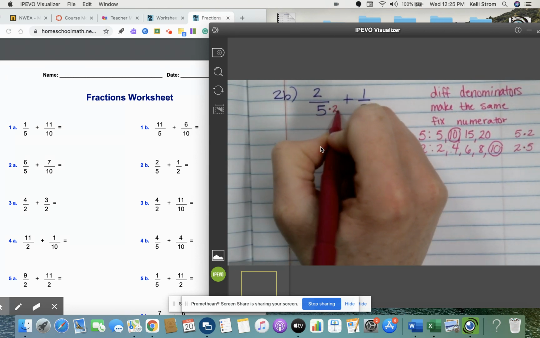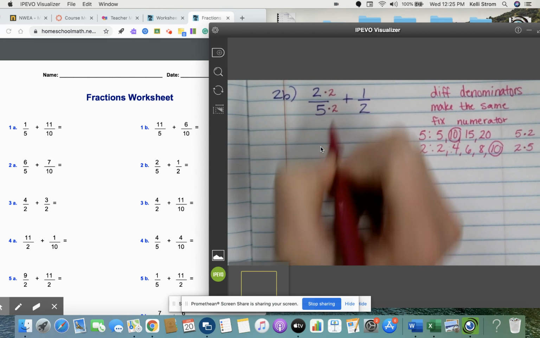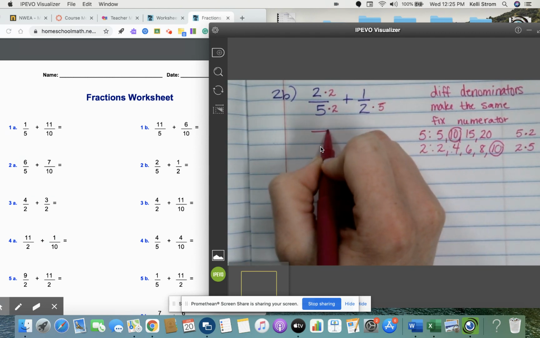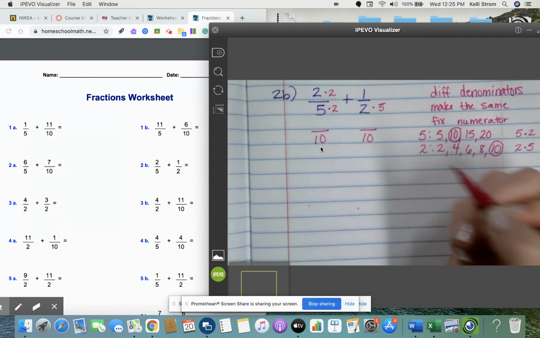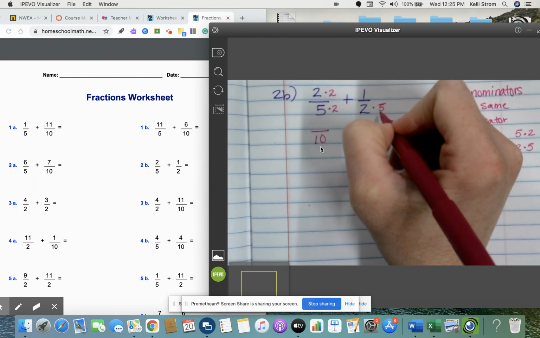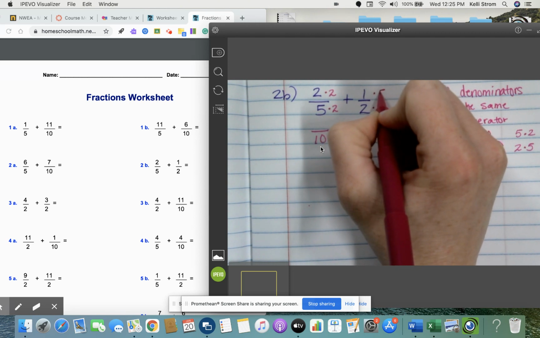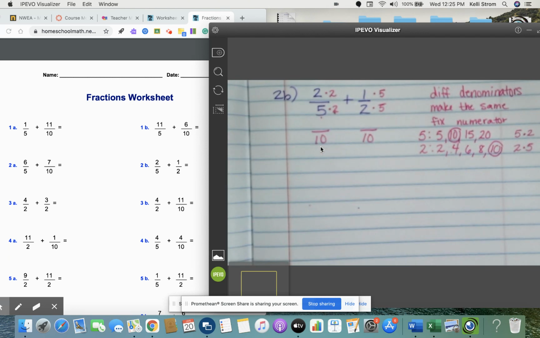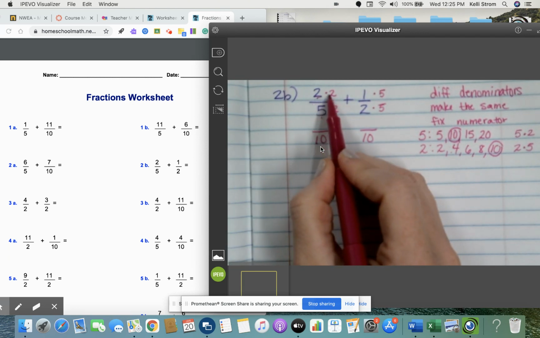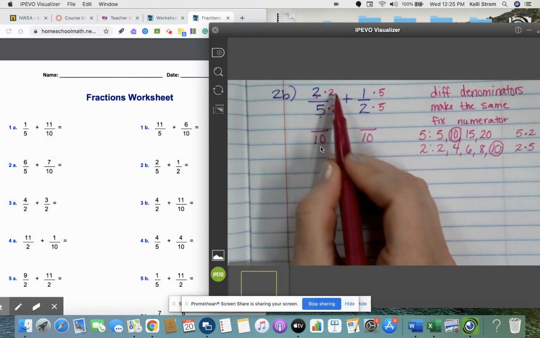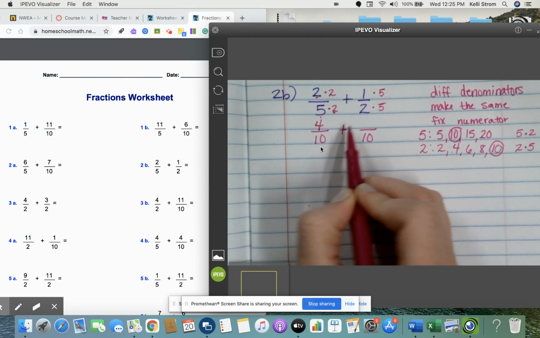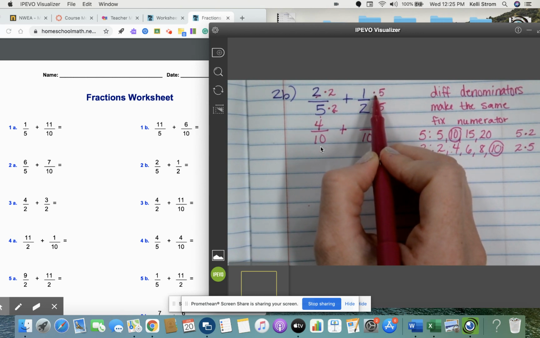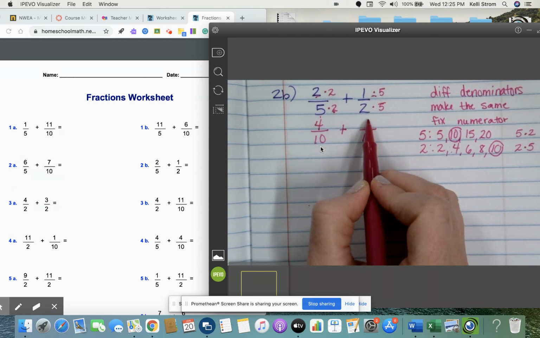5 times 2 and 2 times 2 on this part, right? And then I have to say 2 times 5 here to give me my denominators of 10. Well, whatever I do to the bottom part here, I have to do to the top part here, right? So if I multiplied 5 times 2 to get 10, I would have to say that on the top part. 2 times 2 is 4. If I multiplied 2 times 5 here, I have to do the same to the top. And I say 1 times 5 is 5.